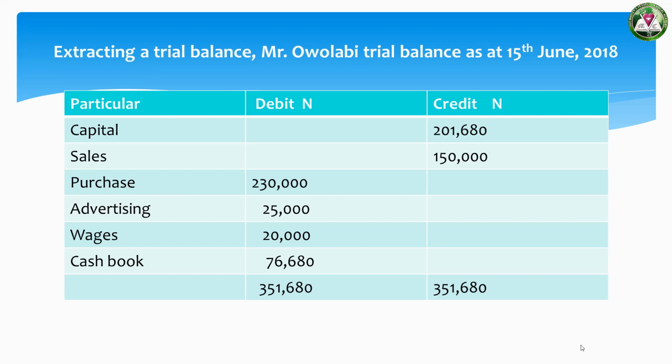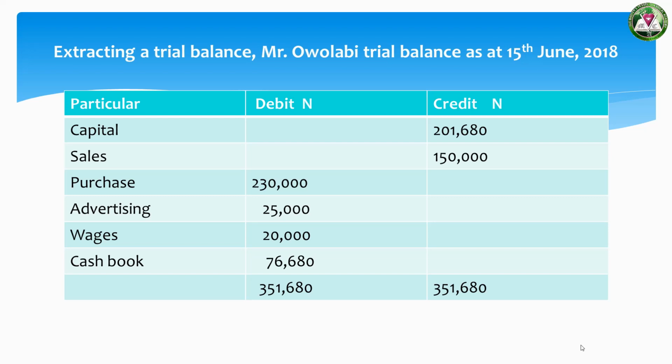That's good. 230,000 naira. Then we have it at the credit side in the cash book. Now we are not going to write it at the credit side, but at the debit side. Simple. The next one is what? Advertising. We have only one advertising, and in our cash book, our advertising is on which side? On the credit side. Now, in the trial balance, it is going to be on the debit side, 25,000 naira.